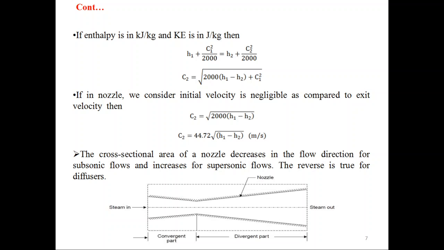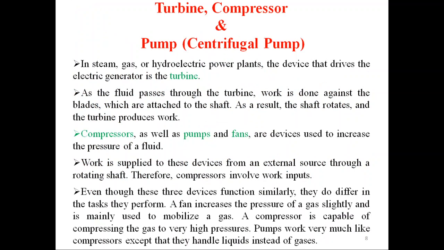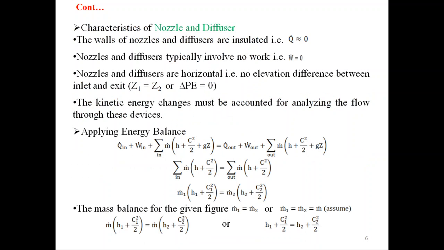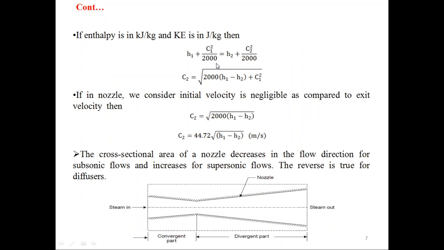If enthalpy is in kilojoule per kg and kinetic energy is in joule per kg, that is, H is in kilojoule per kg and C1 squared upon 2, the kinetic energy per unit mass, is in joule per kg, then we have to convert this into kilojoule. How will we convert? You have to divide this by 1000. So we will get this equation. We have divided this by 1000.